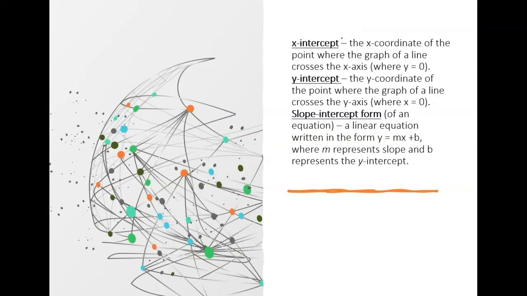So the x-intercept is the x-coordinate of the point where the graph of a line crosses the x-axis. If I have a line like this, for example, my y-axis is here and my x-axis is here. So this point is going to be my x-intercept. And alternatively, this point where we cross the y-axis is my y-intercept.